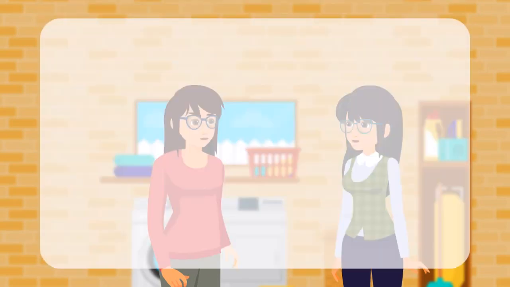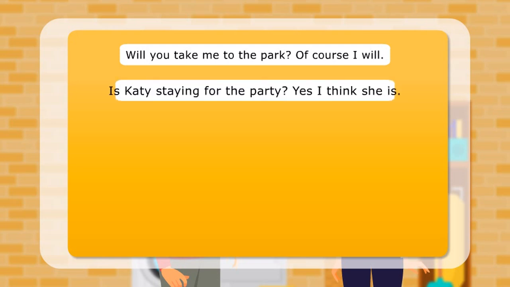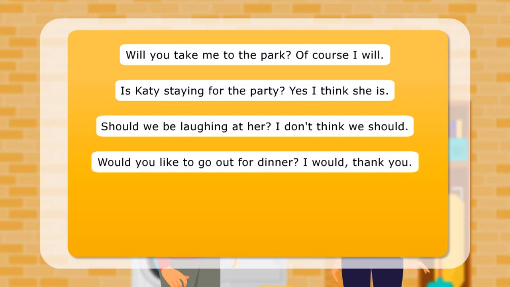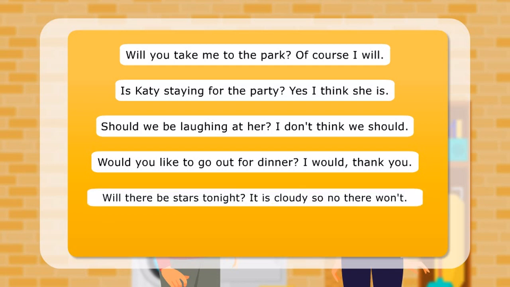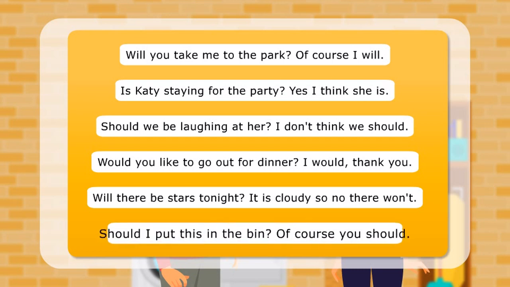Here are some more example sentences. Will you take me to the park? Of course I will. Is Catty staying for the party? Yes, I think she is. Should we be laughing at her? I don't think we should. Would you like to go out for dinner? I would. Thank you. Will there be stars tonight? It is cloudy, so no, there won't. Should I put this in the bin? Of course you should.